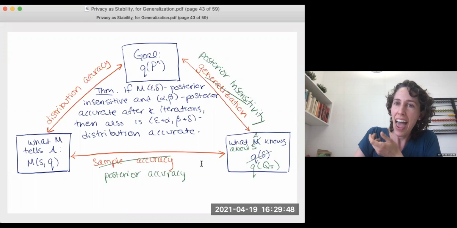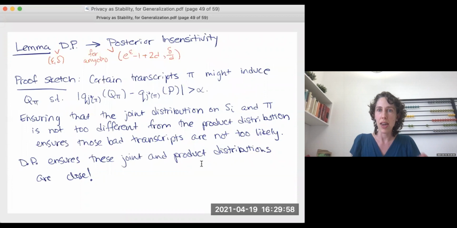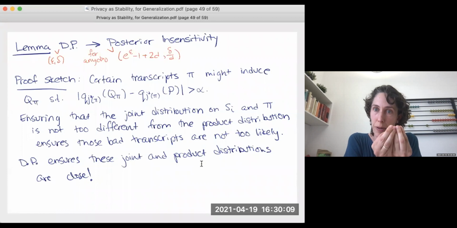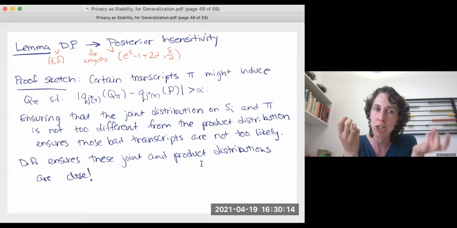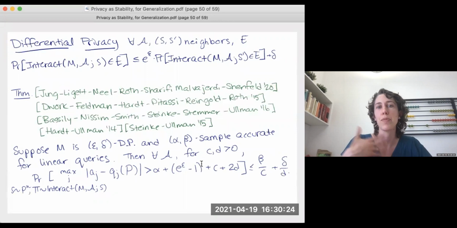What that's saying is that you've managed to pick transcripts where the relationship between the transcript and the points in the sample is very tightly intertwined. And since I'm out of time, I'll just give you the punchline: differential privacy actually ensures that these distributions are well-behaved in a certain sense. When you put this all together, differential privacy plus sample accuracy gives you this magical property that you can do science on a sample.